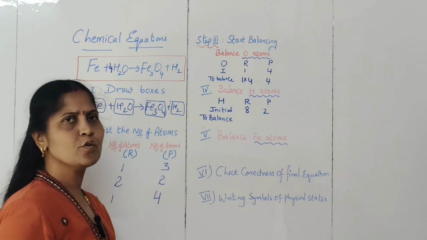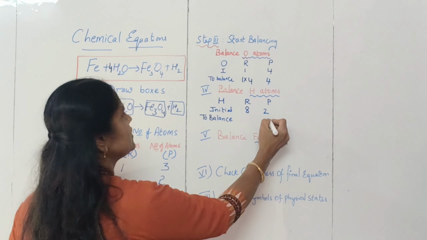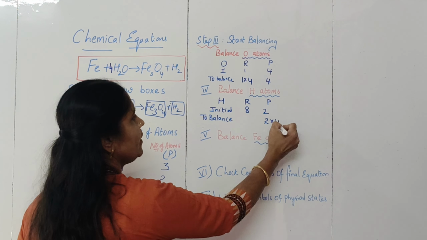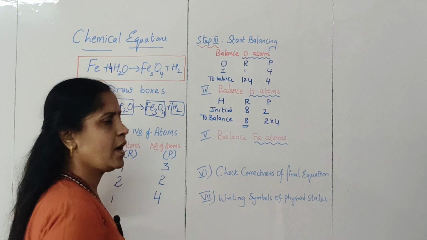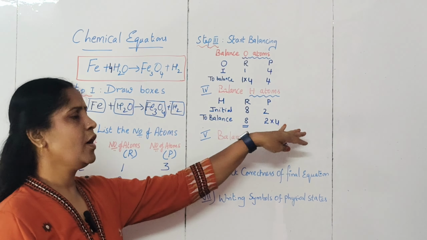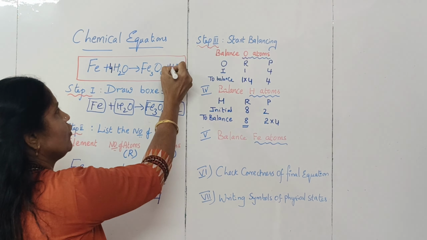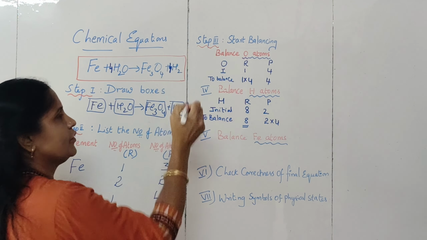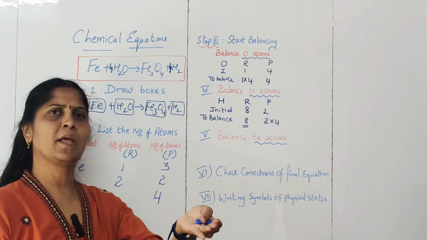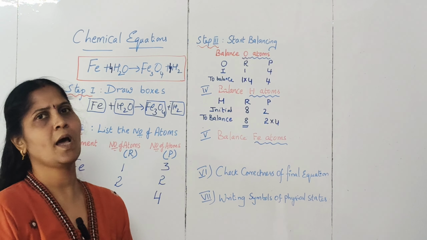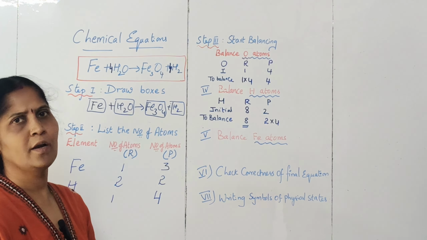So to balance, because only 2 are there on the product side, you have to multiply this 2 with the 4. Then it becomes 8. So what you have done on the product side, you have multiplied with 4. When you multiply with 4, you put a 4 in front of hydrogen on the product side. Wherever you are doing multiplication, in front of that formula you have to put that number. So with 4 you have multiplied, so put a 4 in front of hydrogen there.